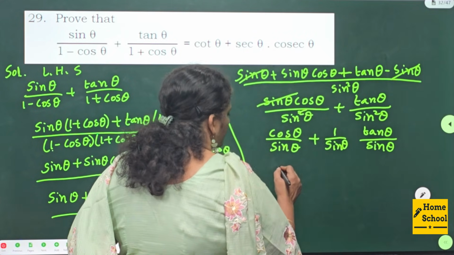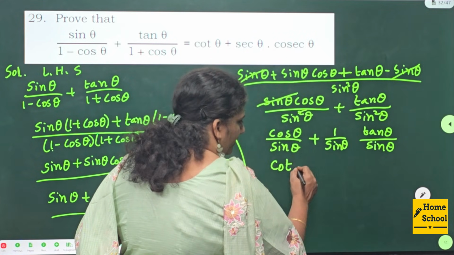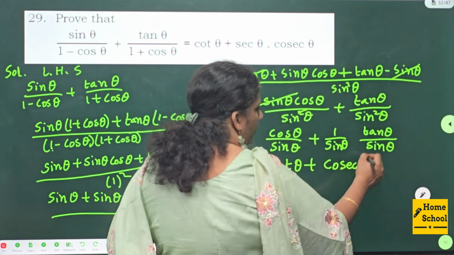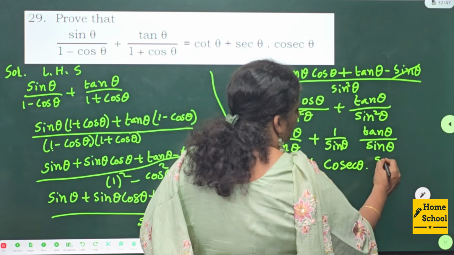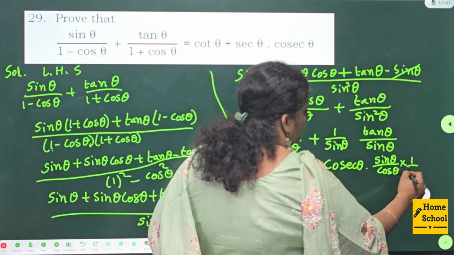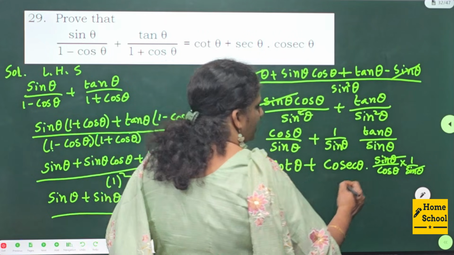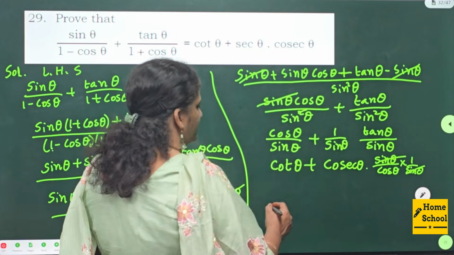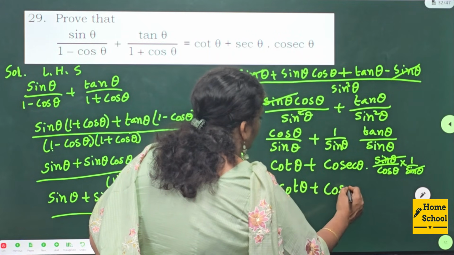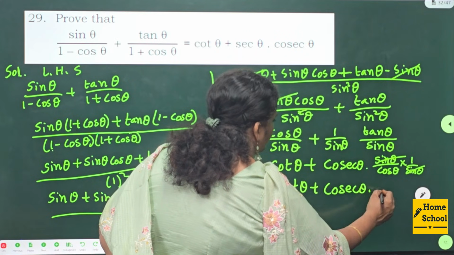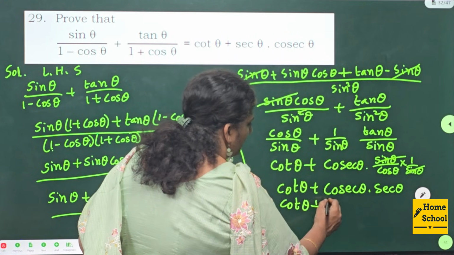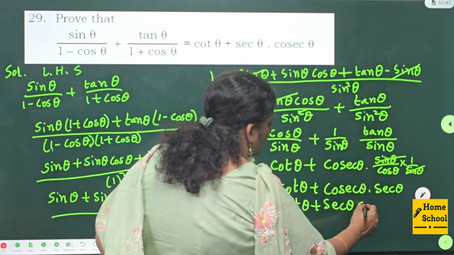Okay. Cos theta by sin theta is cot theta. 1 by sin theta is cosecant theta. Then what about this one? Tan theta can be written as sin theta by cos theta into 1 by sin theta. Sin theta cancels, you are left with 1 by cos theta. That is cot theta plus cosecant theta, and 1 by cos theta is secant theta. Or rewrite this as cot theta plus secant theta into cosecant theta.